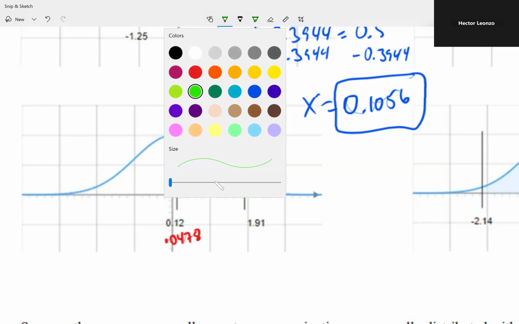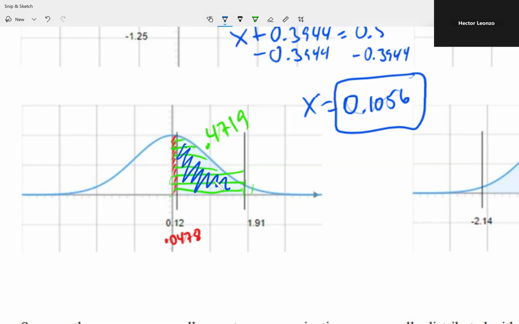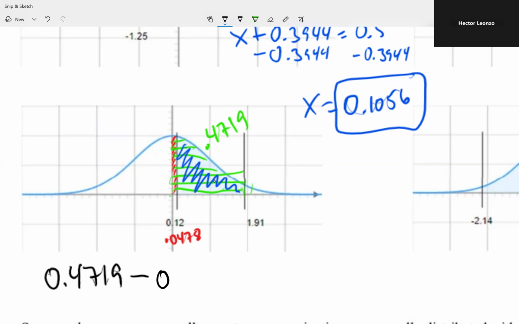Now, how am I going to find the blue part, which is basically what I'm solving? Shouldn't I go the green minus the red? So shouldn't I go 0.4719, which is the green part, minus 0.0478, which is the red part? Yes. And that's going to give me, according to my calculator, 0.4241.